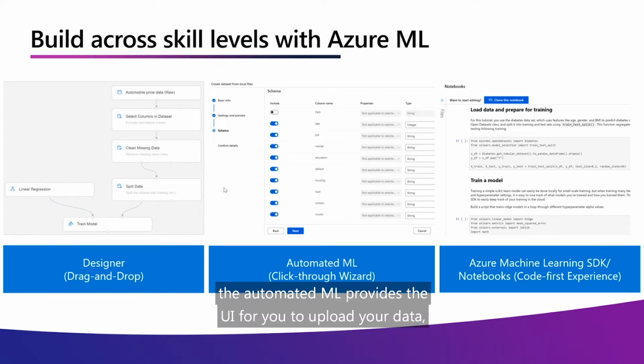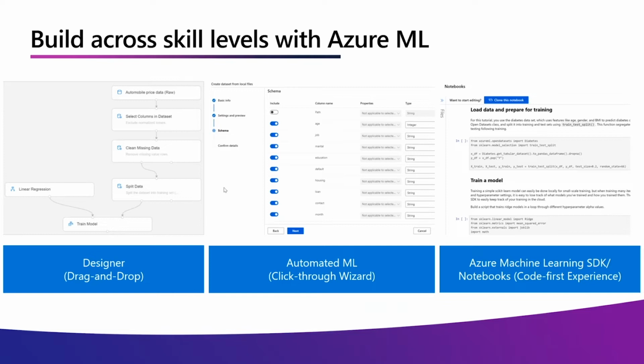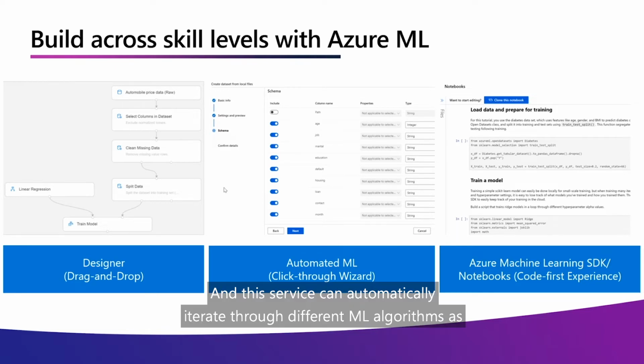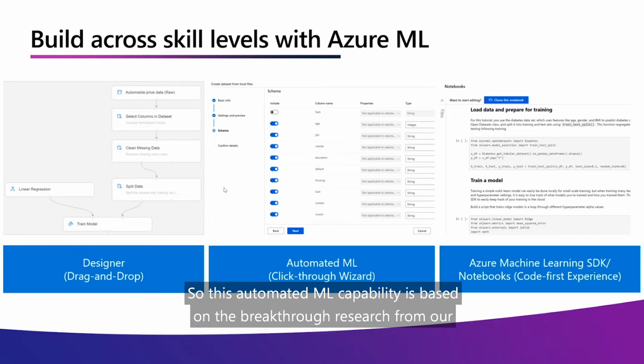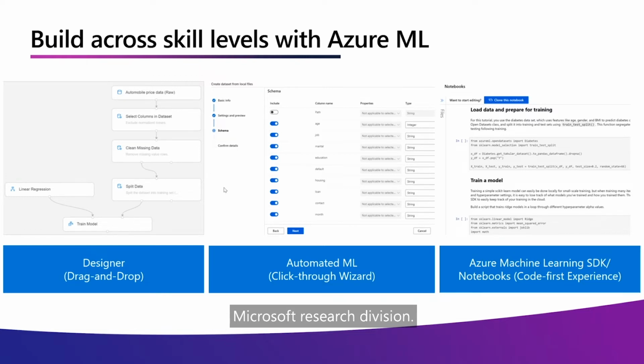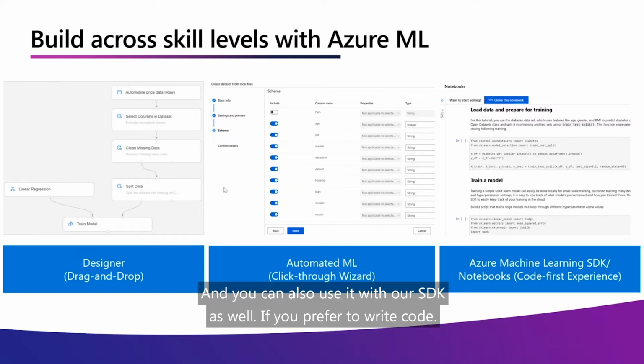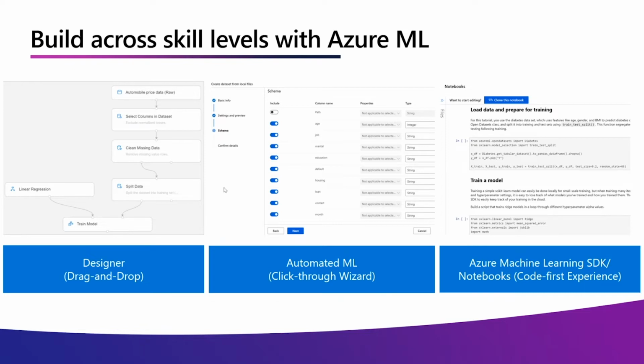Similarly, automated ML provides a UI for you to upload your data, select which type of ML model you would like to use, and specify the target metrics. The service can automatically iterate through different ML algorithms and tune the hyperparameters for you to generate the best model. This automated ML capability is based on breakthrough research from our Microsoft Research division. And you can also use it with our SDK if you prefer to write code.